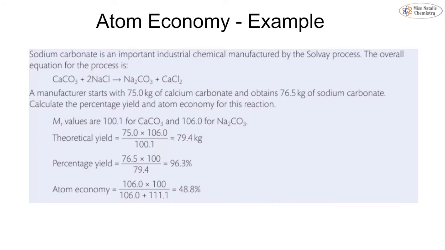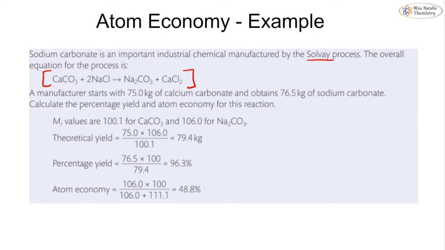So let's have a look at an example. Sodium carbonate is an important industrial chemical manufactured by the Solvay process. And the equation is here. A manufacturer starts with 75 kilograms of calcium carbonate and obtains 76.5 kilograms of sodium carbonate. In this case, we're calculating the percentage yield and also the atom economy.